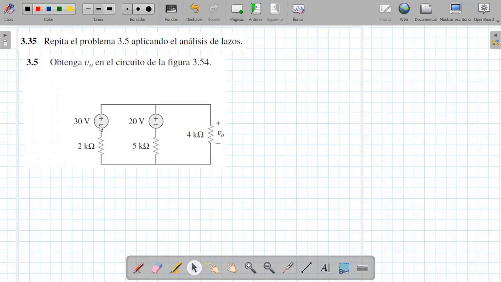Well, now this 3.5 exercise was using nodes. Now we must do it using loop analysis or mesh analysis, as some call it. Well, then we have to make two meshes, one called mesh 1 and the other called mesh 2.